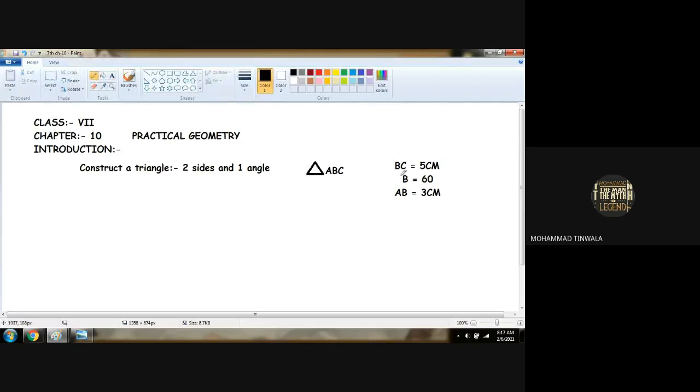Very easy. These three things are given here. We have to check which one is the angle and what are the other two sides. Roughly, we have to prepare a rough triangle. So we will prepare a rough triangle in a rough column.